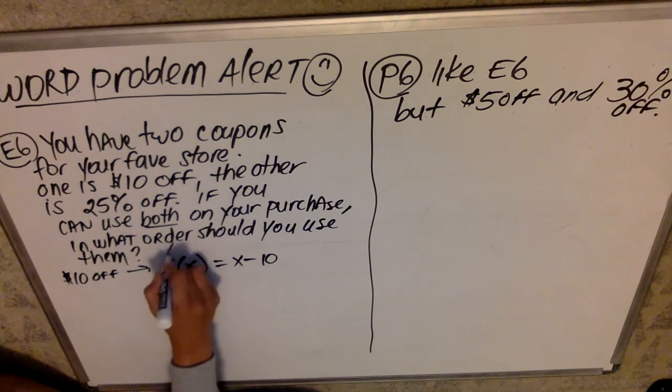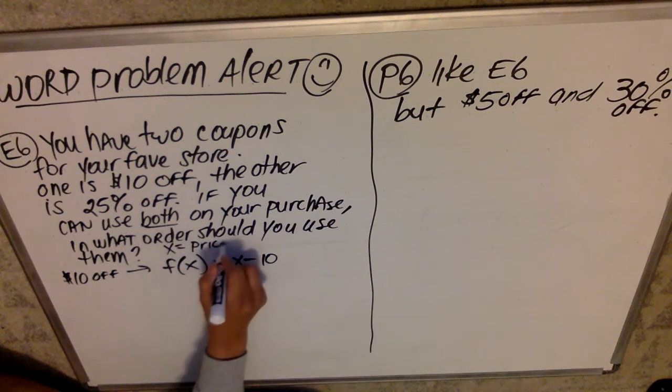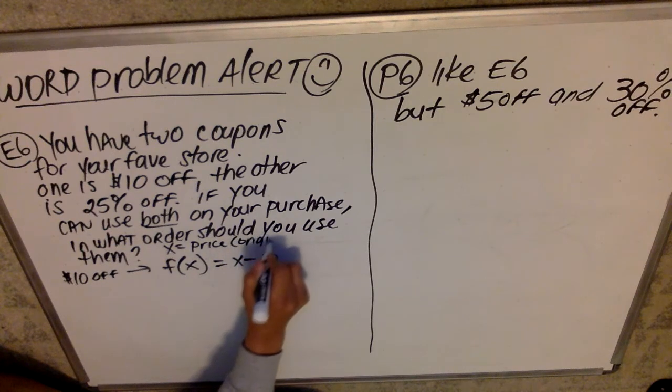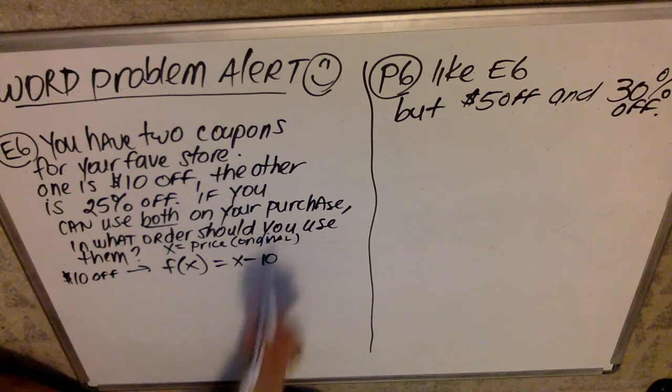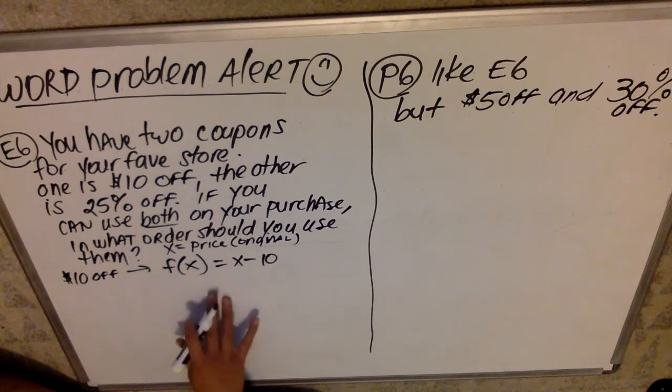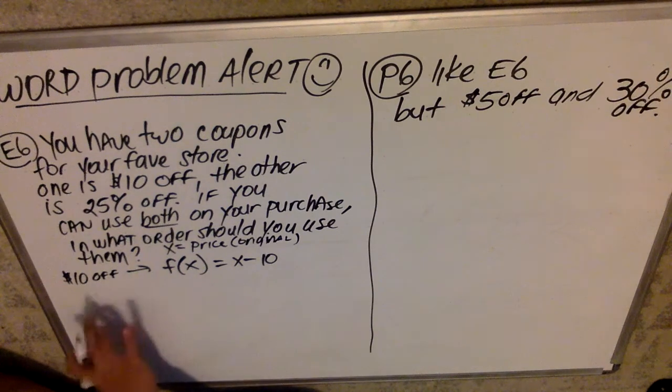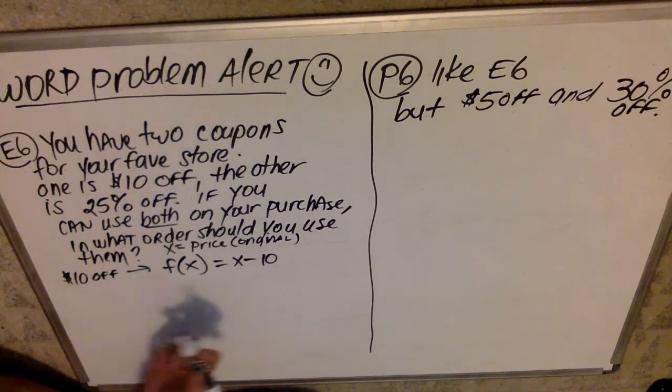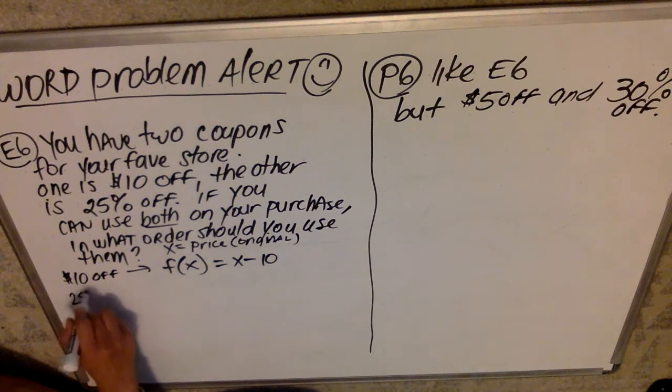So x is the price, right? The original price that you're being told that your cost is, right? So x is the price. f of x would be x minus 10, right? Because that's $10 off, right? And I'm going to use the 25% off.